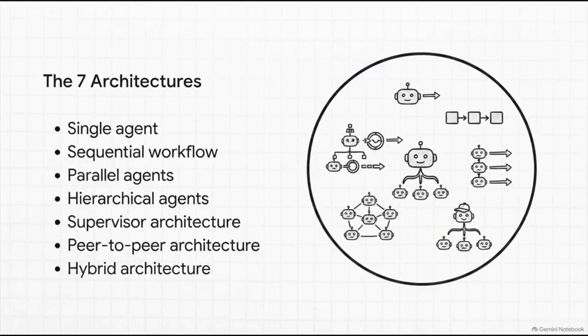Okay, so the crucial point here is that you now have a complete taxonomy at your disposal. Let's do a really quick, rapid-fire recap of your whole arsenal. You've got the standalone reliability of the single agent, the assembly line of the sequential workflow, the lightning-fast simultaneous speed of parallel agents, the scaled corporate ladder of hierarchical agents, the top-down control of the supervisor architecture, the decentralized equality of peer-to-peer, and finally, the mix-and-match mastery of the hybrid architecture. Those are your 7 distinct tools.